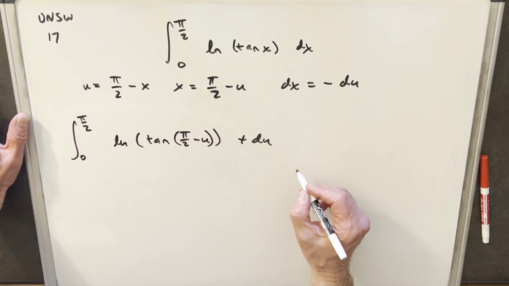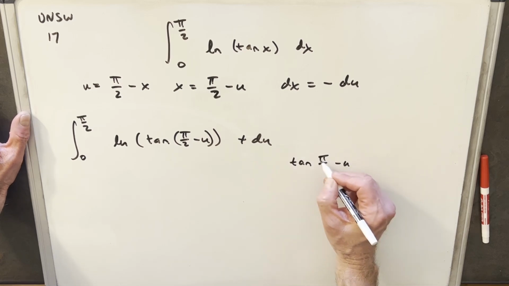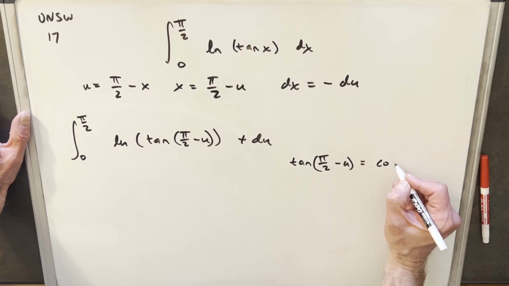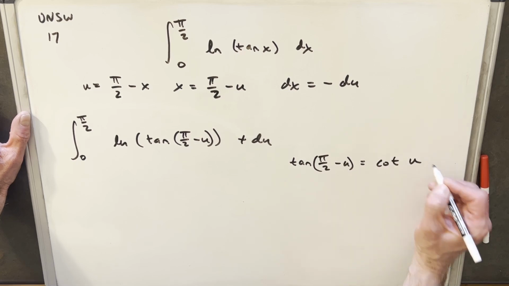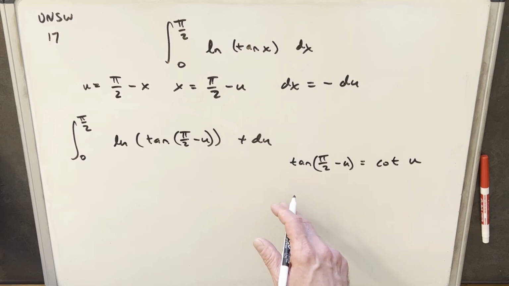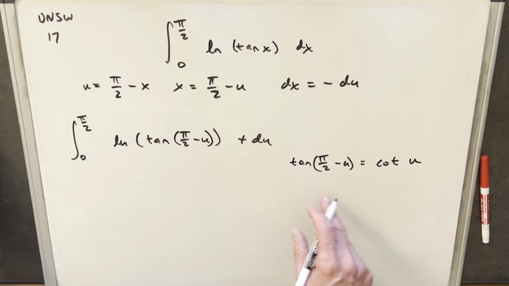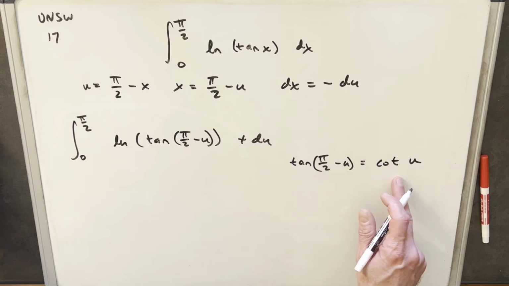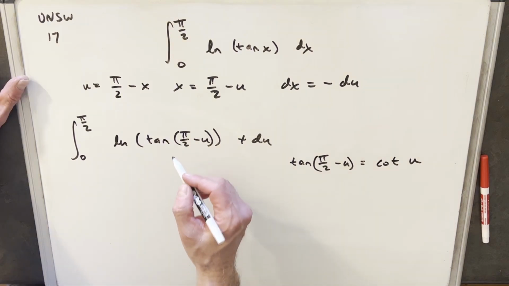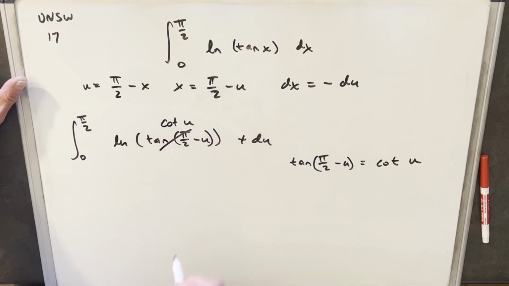Next, on this tangent right here, you'll notice we have the complementary angle formula for tangent. Tangent of pi over 2 minus u is just going to be the same thing as cotangent of u. If you don't happen to remember this formula, you might be able to remember it from sine, because the complementary angle of sine is cosine. Complementary angle of cosine is sine, and so it's essentially just flipping it and you get cotangent. So we're going to be able to just rewrite this here as cotangent of u.